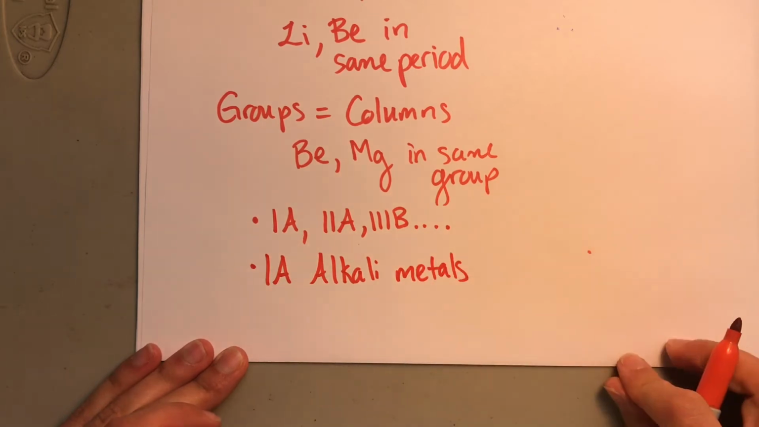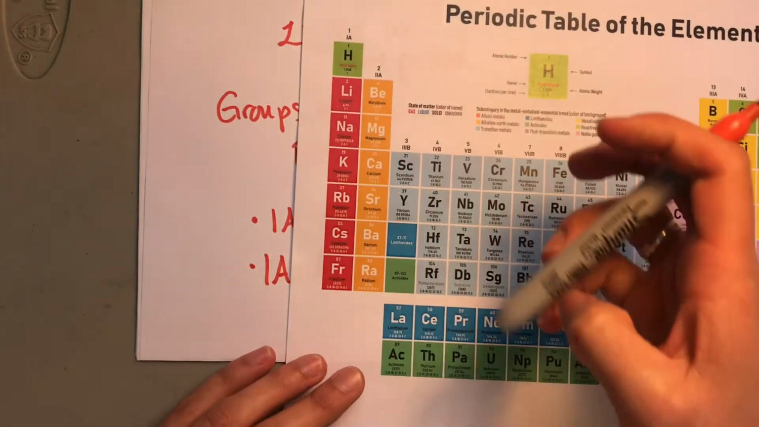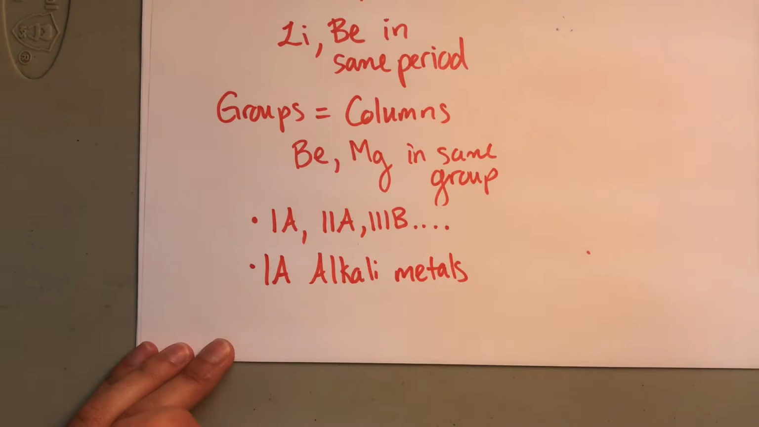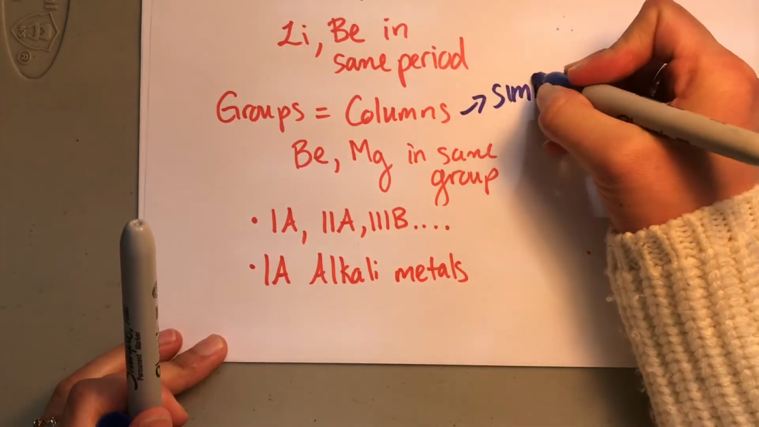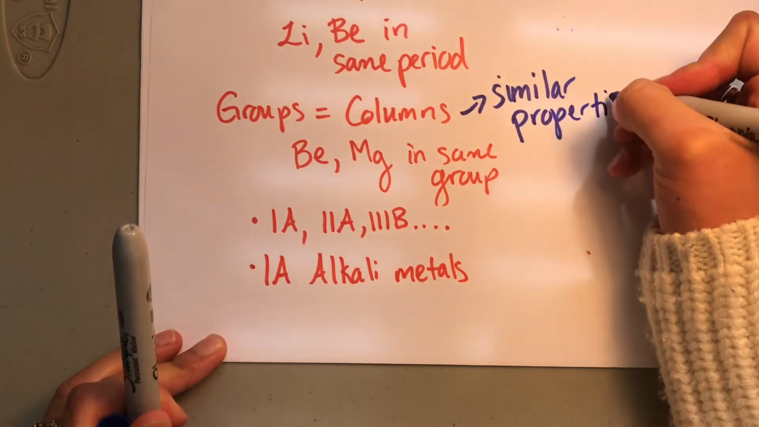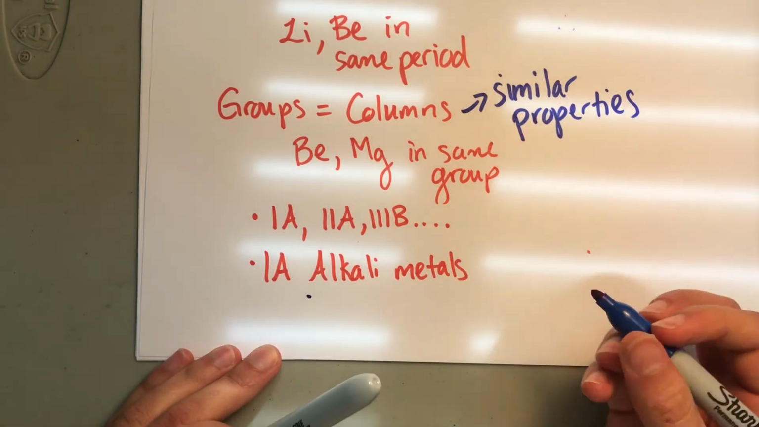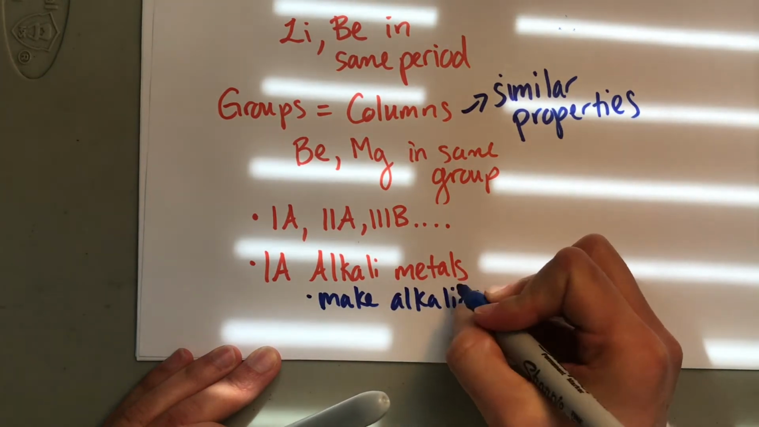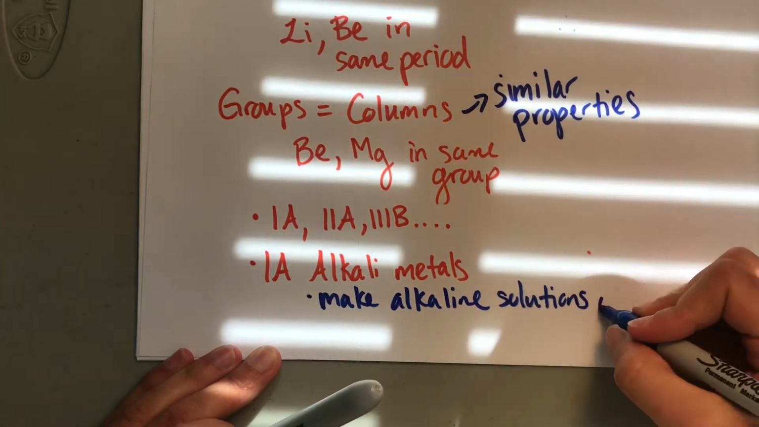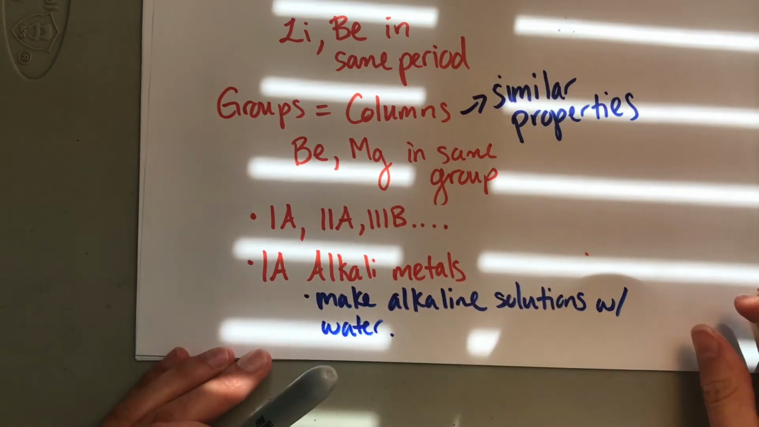Group one is the alkali metals. You'll see those on the very left. Let's just note that anything in the same group has similar properties. They're going to behave in a similar way. Alkali metals end up reacting with water and create an alkaline solution. Anything in that group 1A is going to do that.